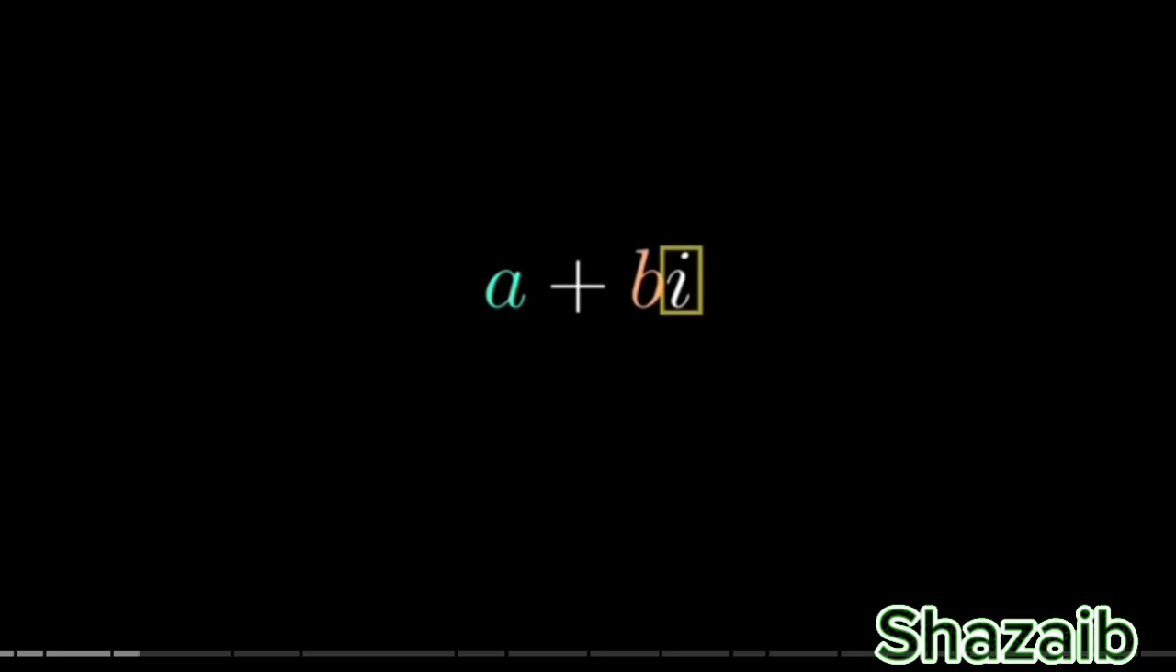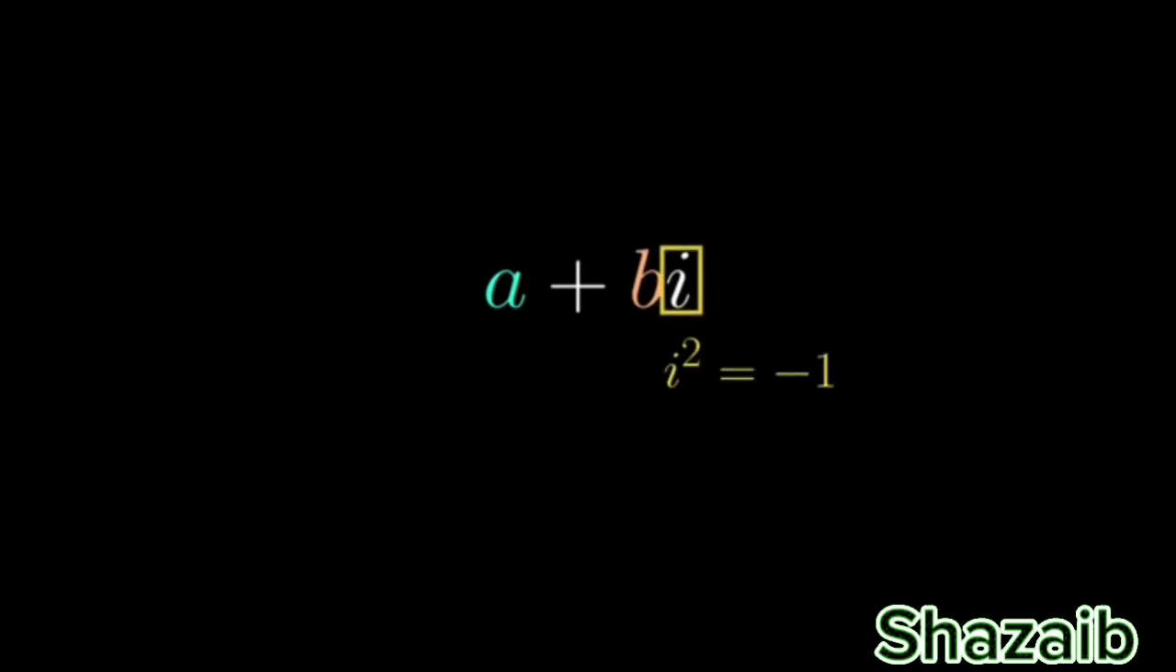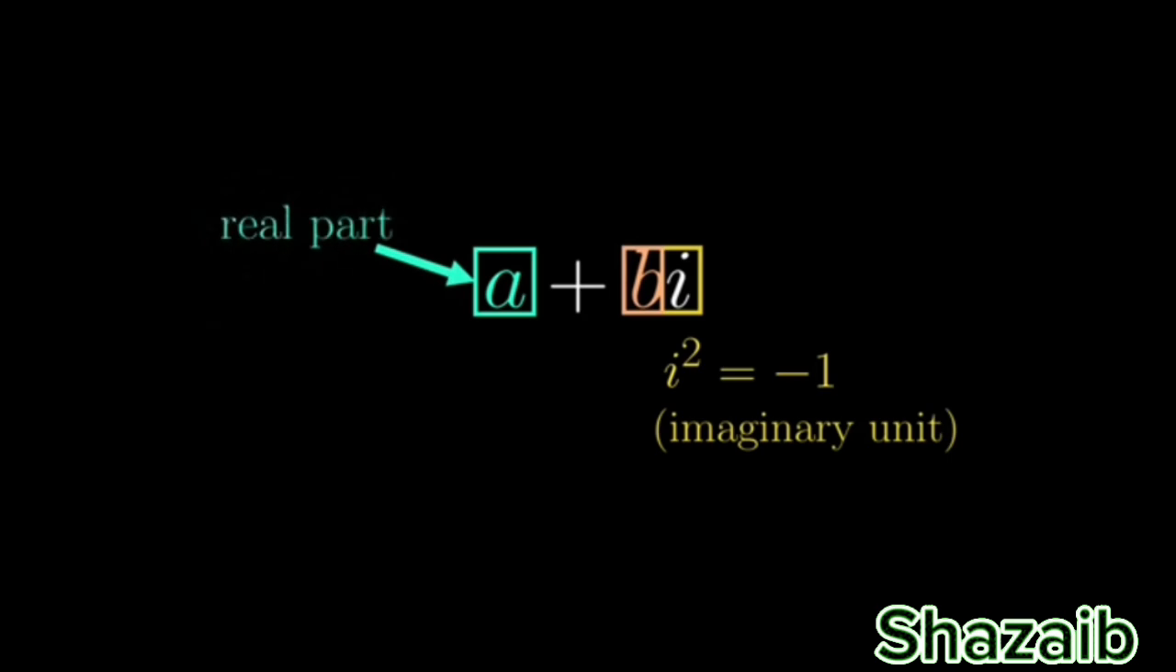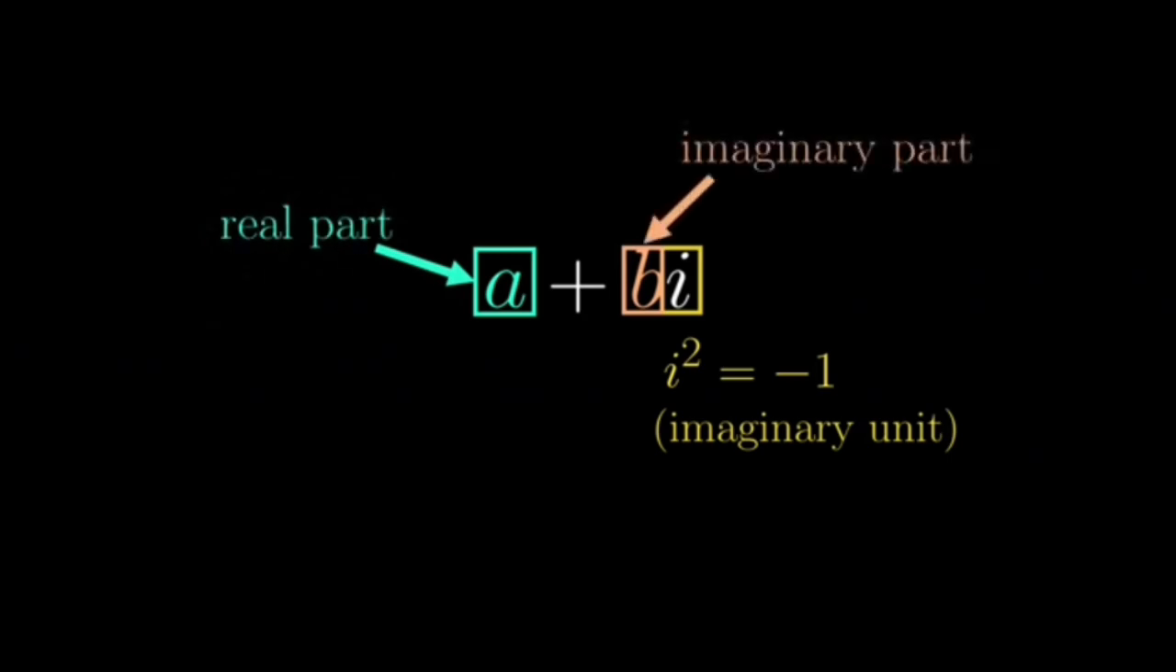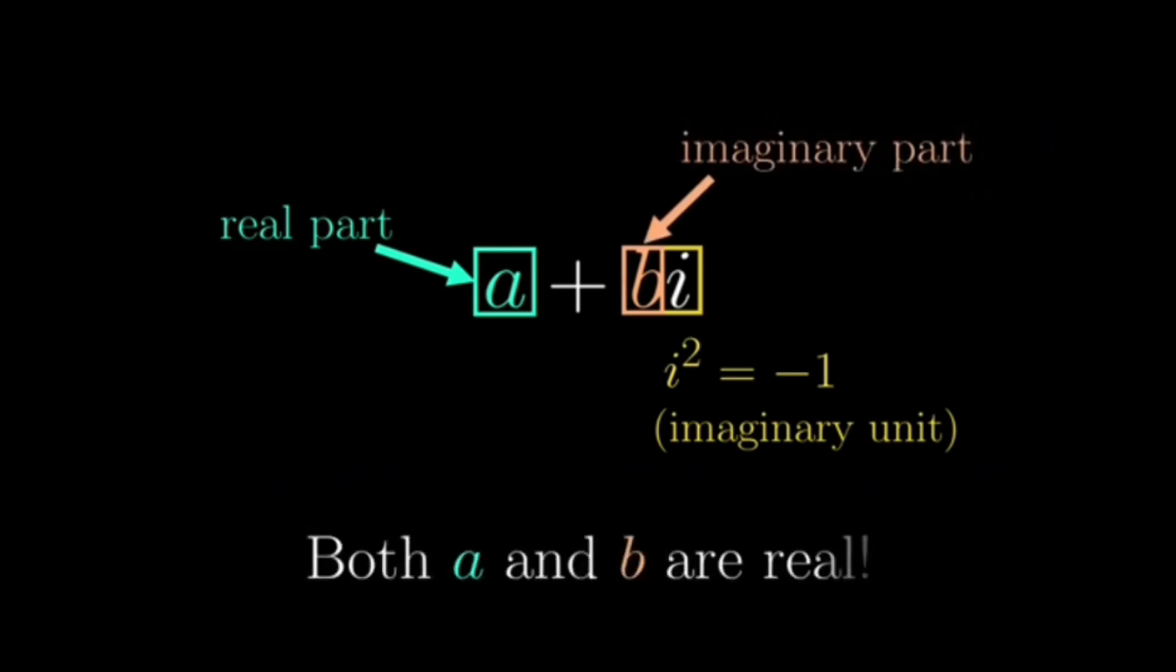i here denotes the square root of -1, called the imaginary unit. a and b are plain old real numbers, and this time, a is called the real part, without the attachment of i, and b is the imaginary part, multiplying the imaginary unit. In other words, both real and imaginary parts are real.